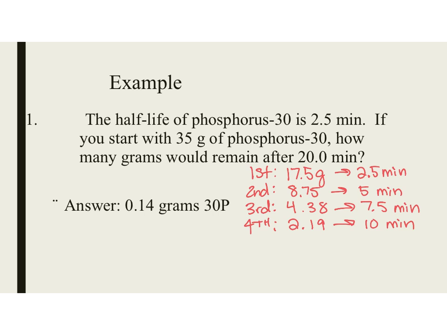Okay, we still need to get to 20 minutes, so the fifth half-life, 1.09, 12.5 minutes, sixth half-life, 0.55. So I'm just taking this previous number and dividing it by half to get the next amount of grams that remain. And we are up to 15 minutes.